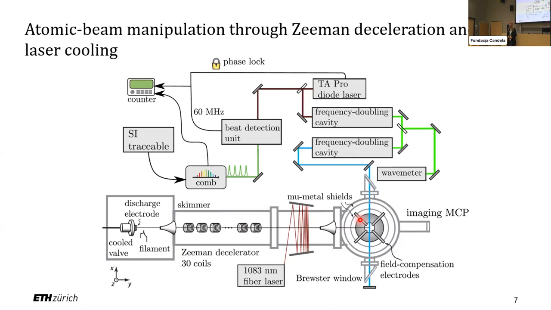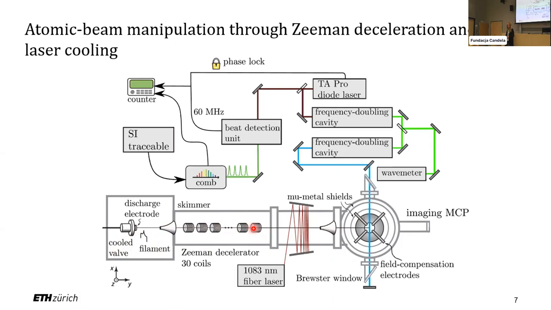Could you say what is the transverse temperature before applying the laser cooling? Before, I think it's around 5 to 10 meters per second. Okay, I see. Because this is purely determined from the skimmer size, what we choose before the Zeeman decelerator. And I think in our case, the ultimate limit is given by the cross section of the Zeeman decelerator.